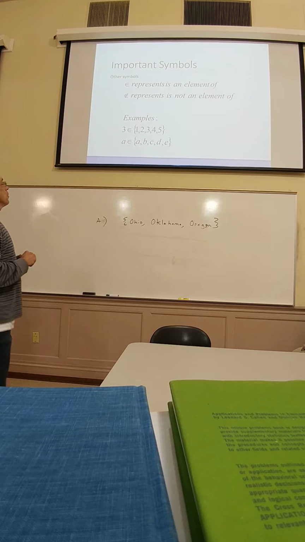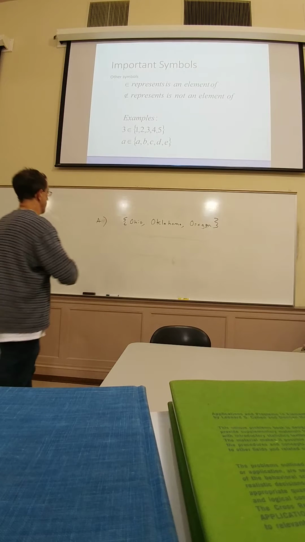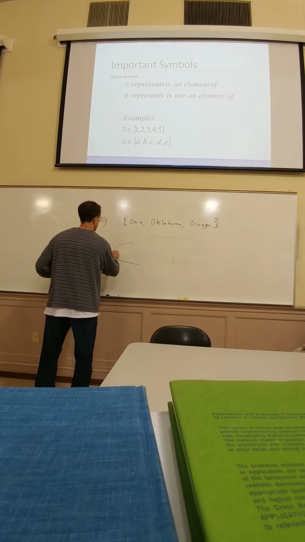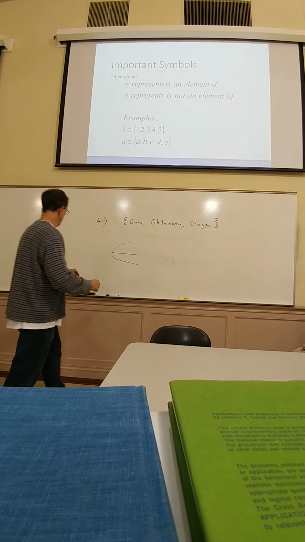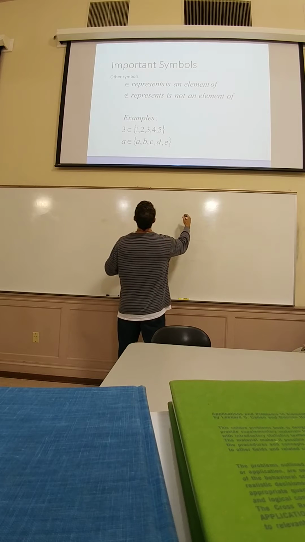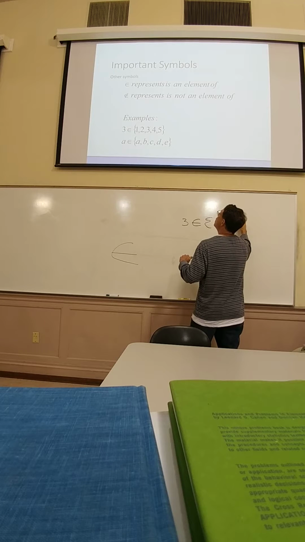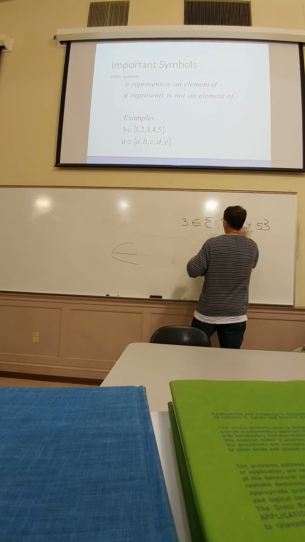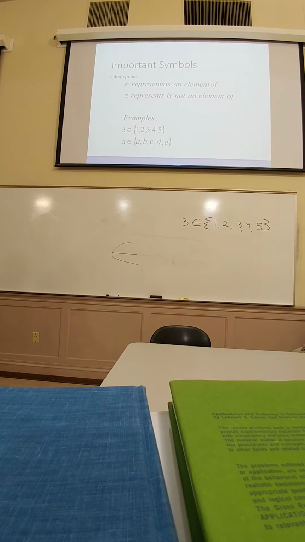Also, some important symbols. If you see the little symbol that looks like an E, and I'll write it here too, that means "is an element of." So, for example, 3 is an element of the set 1, 2, 3, 4, 5. Or A is an element of the set A, B, C, D, E.